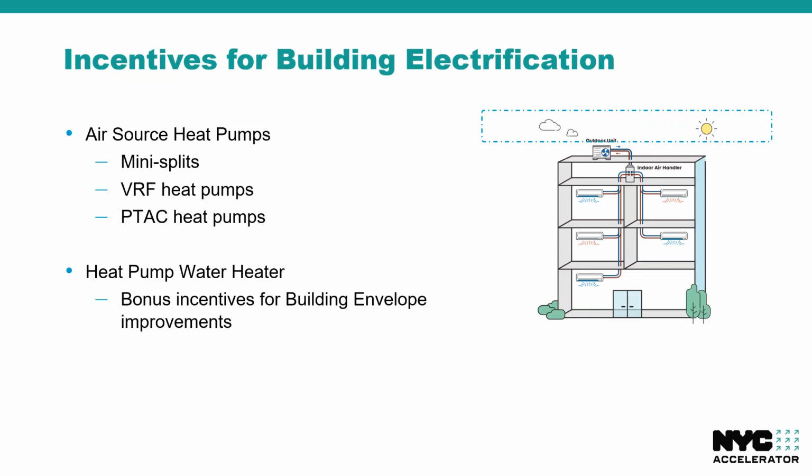There are many different types of air source heat pump technologies that qualify for incentives, including mini splits, which are ideal for smaller buildings, variable refrigerant flow systems that are meant for larger buildings over 7 stories, and cold climate PTAC heat pumps that replace existing packaged terminal units that use gas or oil. There are also incentives for heat pump water heaters that are ideal for replacing existing oil burning domestic hot water heating systems.